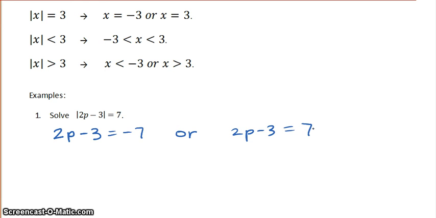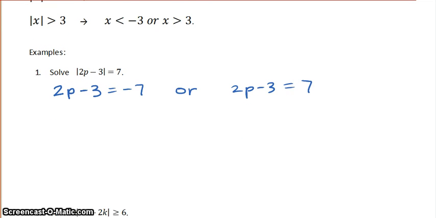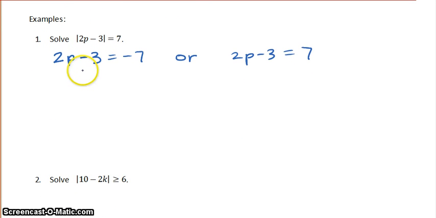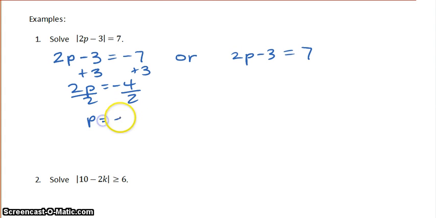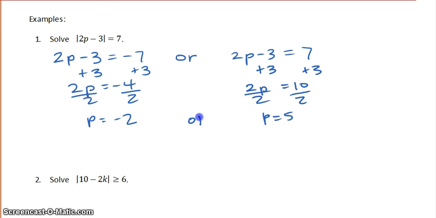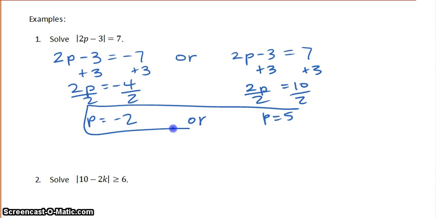Once I have that, I solve them separately, and we know how to solve these. So I'm going to add 3 to both sides. I get 2p equals a negative 4, divided by 2, so p equals a negative 2. Then I add 3, I get 2p equals 10, divided by 2, and I get p equals 5. And it's an or statement, so these are my answers. We could also write it as a solution set and say negative 2 comma 5.